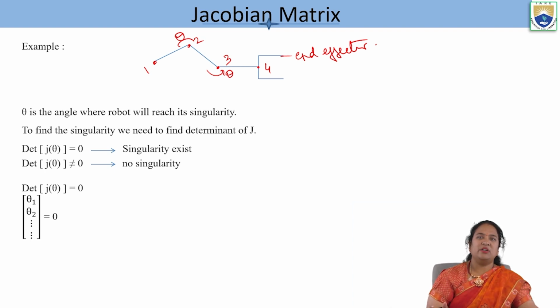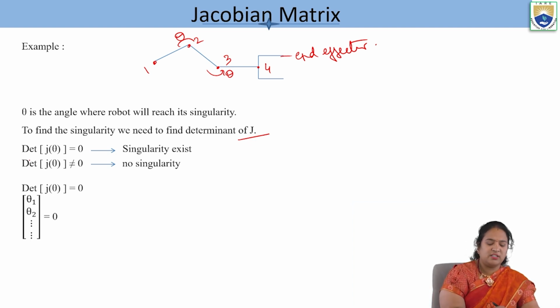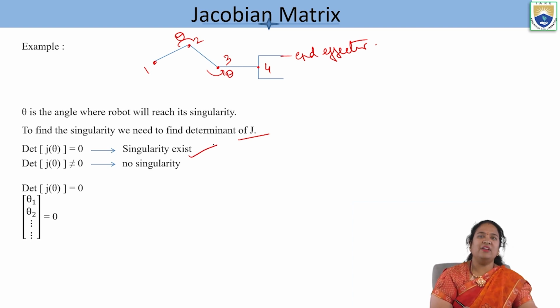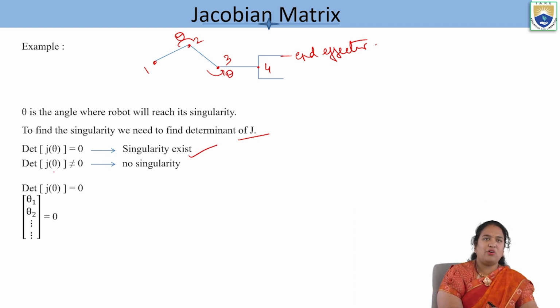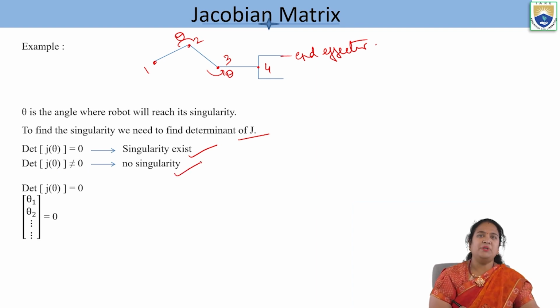As I've told you, in terms of the determinant of the Jacobian. To find out the singularity, we need to find the determinant of the Jacobian. When the determinant of the Jacobian of theta is equal to 0, we say that the singularity exists. If the determinant of the Jacobian theta is not equal to 0, we say that the particular robot has no singularity.